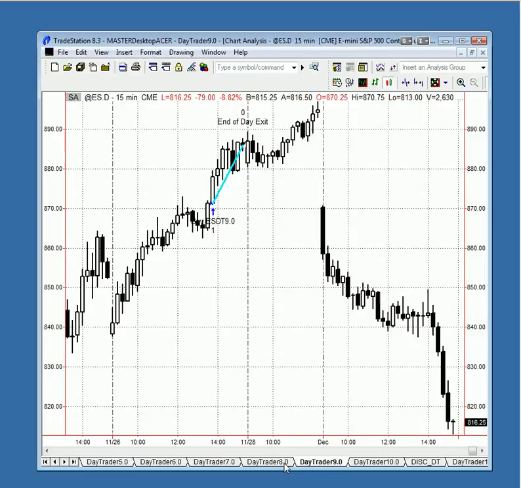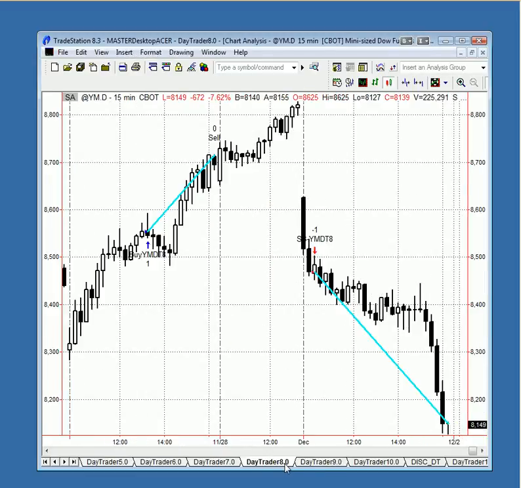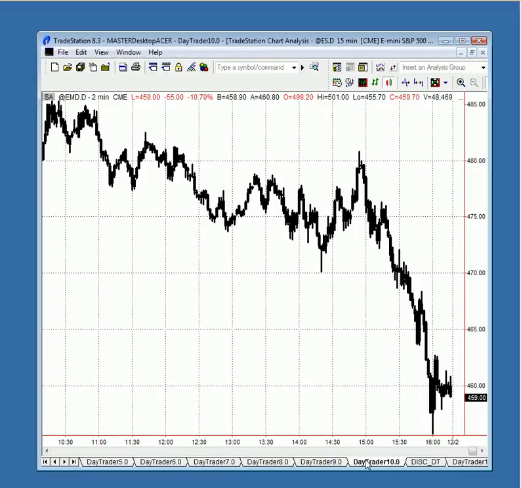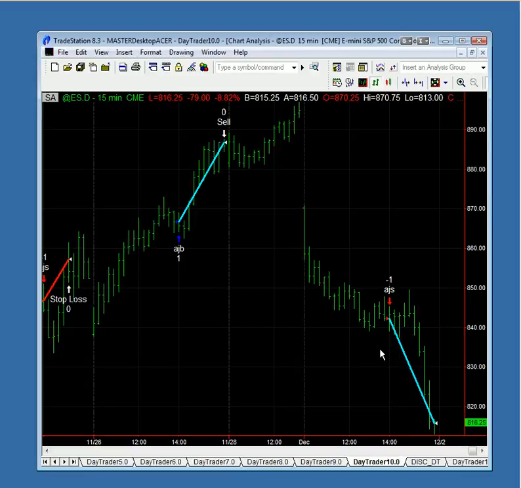Let's see if we had any over here. Nice trades for our Day Trader 8.0. Nothing for our Day Trader 7.0. Nice trades for our Day Trader 10.0, which trades the ES contract. Stop there. Nice winner there. Nice winner there. And we're trying to work our way over to the Grind, which is right there.